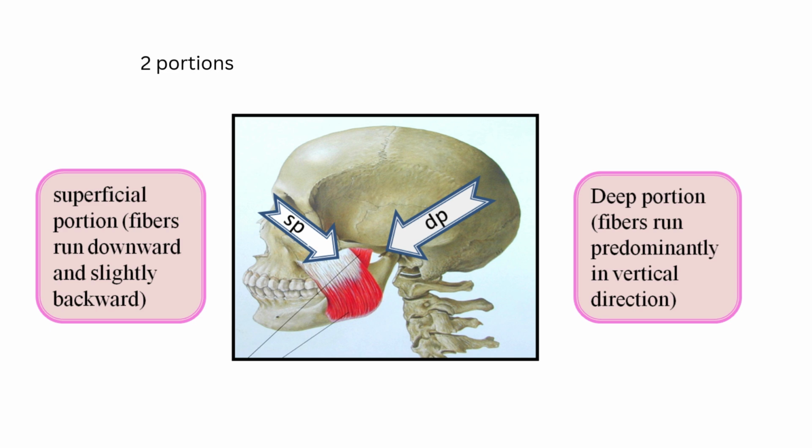In the superficial portion, the fibers run downward and slightly backward. In the deep portion, these fibers run predominantly in the vertical direction, which is shown in the picture.